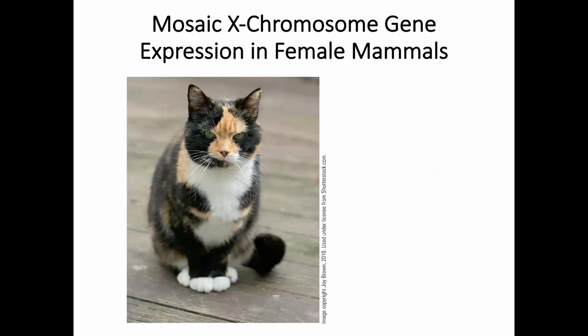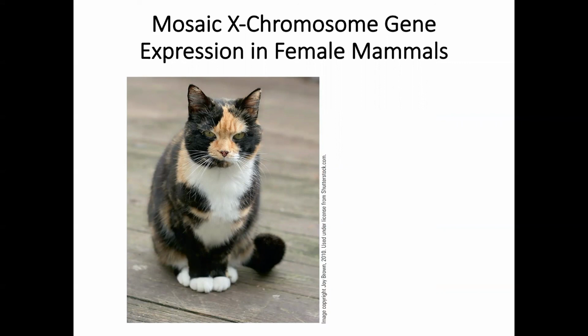Because X inactivation is random and can happen in the paternal X chromosome or the maternal X chromosome, there are 2 different cell types in female mammals. Some express alleles from the mother's X chromosome, and some cells express alleles from the father's X chromosome. This suggests that female mammals are actually mosaics, right?